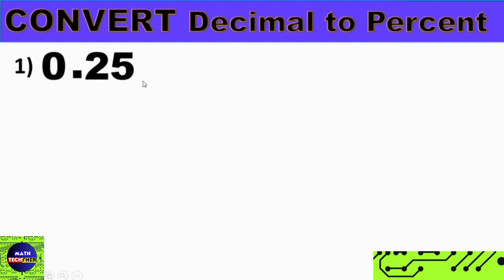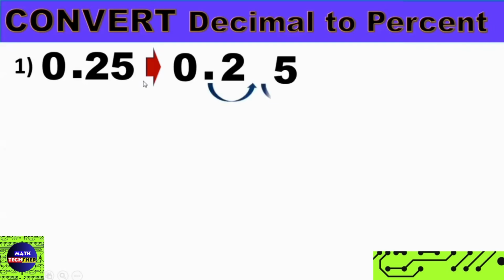Next, we have another example, 0.25. Okay, move 2 places going to the right, then we have 25%.